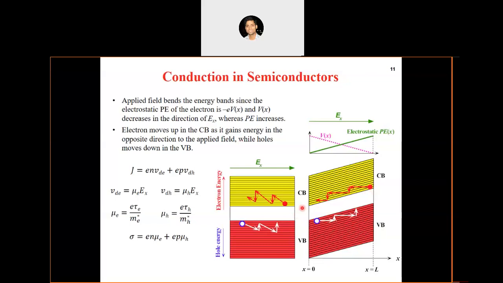Excuse me, sir. Can we say that when the electric field is in the horizontal direction, the starting energy band gap and the ending energy band gap would be the same? Yes, the band gap will remain the same. Band gap is a material property, so that will not change because of the application of electric field.